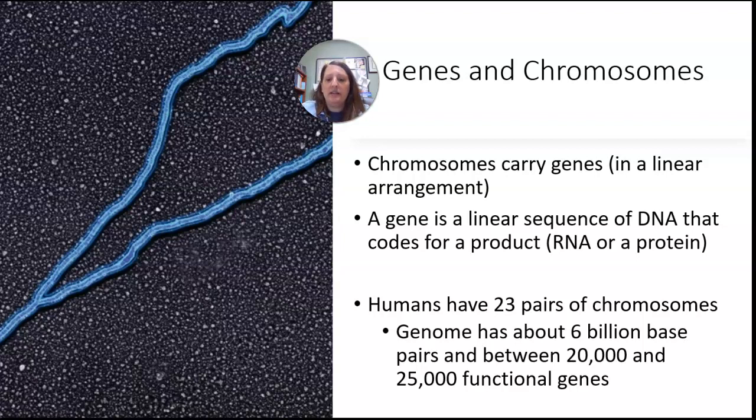Just to give you an idea of the amount of DNA that you have, humans have 23 pairs of chromosomes. Our genome is about 6 billion base pairs in size, and we have somewhere between 20 and 25,000 functional genes. So we have a pretty large genome.